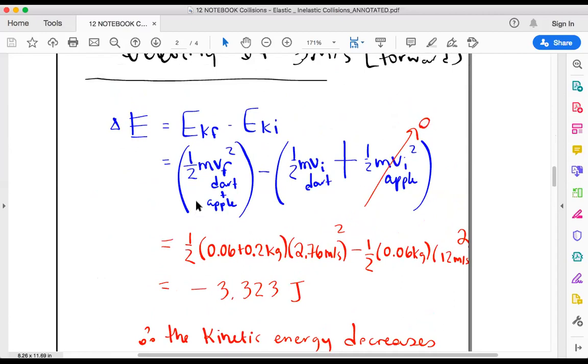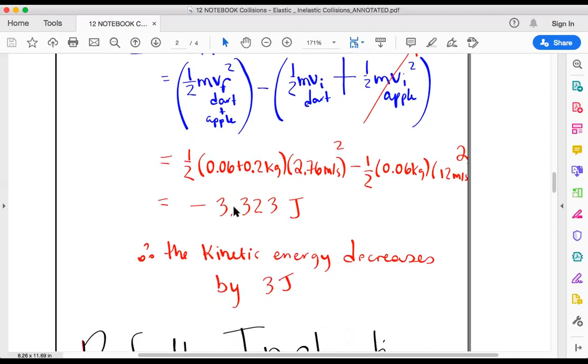So we substitute in our numbers: 1/2 m vf squared for the after diagram minus 1/2 m vi squared for the dart in the before diagram, and we get negative 3.323 joules. So final minus initial gave us a negative, which means we lose kinetic energy. That's the energy that we've lost. The kinetic energy decreased by 3 joules.